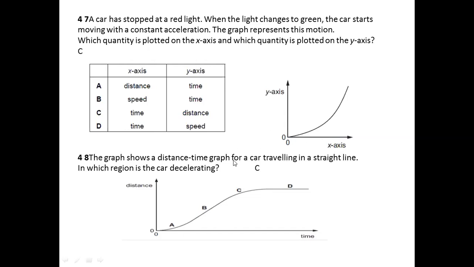Next, the graph shows a distance time graph for a car traveling in a straight line. In which region is the car decelerating? Right? Decelerating means that speed is decreasing. So where is the speed decreasing? It is decreasing at region C. At region A, the speed is increasing. At B, the speed is constant. At D, the body is in a state of rest, so speed is zero. So we have to identify where the car is decelerating. The car will be decelerating where the speed is decreasing, and speed is decreasing at portion C.